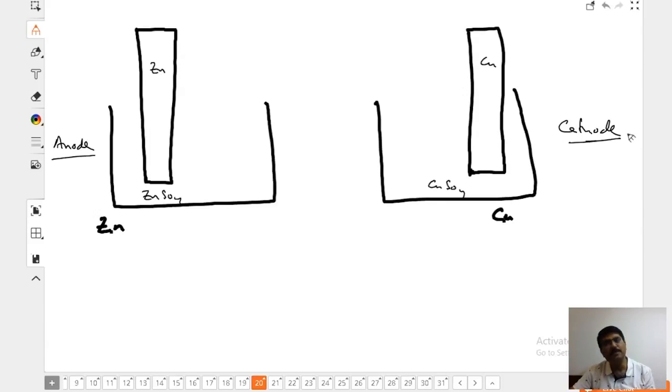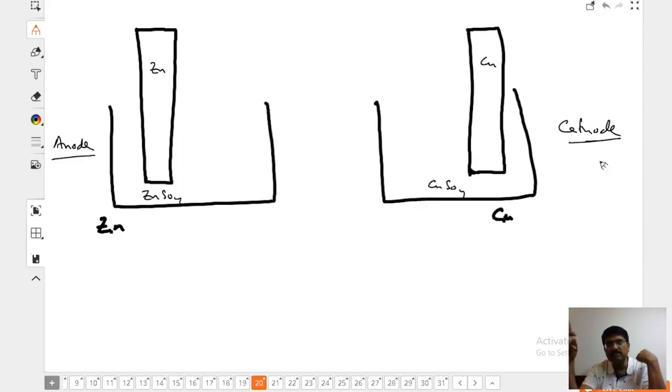Please be very careful. You yourself will come to know how the charges come on the cathode and anode. Please listen to me carefully. Now, every element, every substance has a particular tendency to lose or gain electrons. You or I cannot change that. Zinc is more reactive than copper. Nature has made it so.